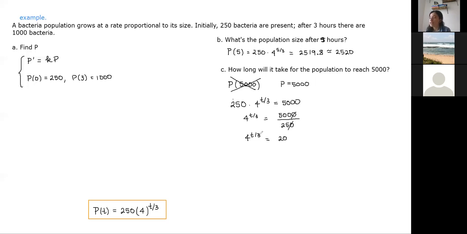So if I want to recover the exponent from an expression, then I know that I need to apply the logarithm on both sides. I'll have ln of 4 to the power of T over 3. And on the right-hand side, I'll have ln of 20.